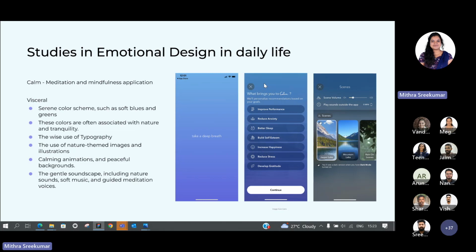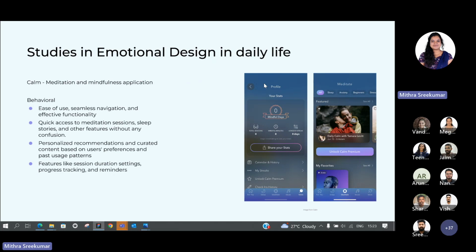And also the animation and the background and also the sounds that are used in this application all give that softness and calm emotion in the user. And coming to the behavioral aspect of this application, certain badges are given, like mindful days. If I complete this many days, then that kind of middle badge will be given. So it will give that appreciation kind of emotion in the user.